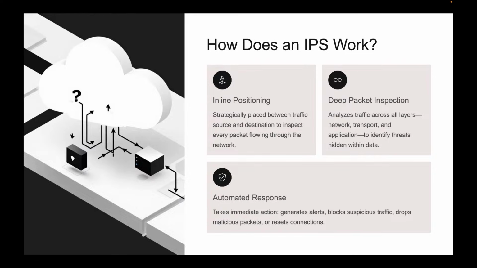Third one is automated response. How will this work? First generate alerts, then immediately block the suspicious traffic, drop the malicious packet, and reset the connections. If I am working in an IPS, I get a pen and the pen is not working properly. When I remove all parts of the pen, I see there is no ink in it. What does an IDS do? IDS will give this pen back to the vendor and he will get another pen. But what does an IPS do, if I am an IPS?